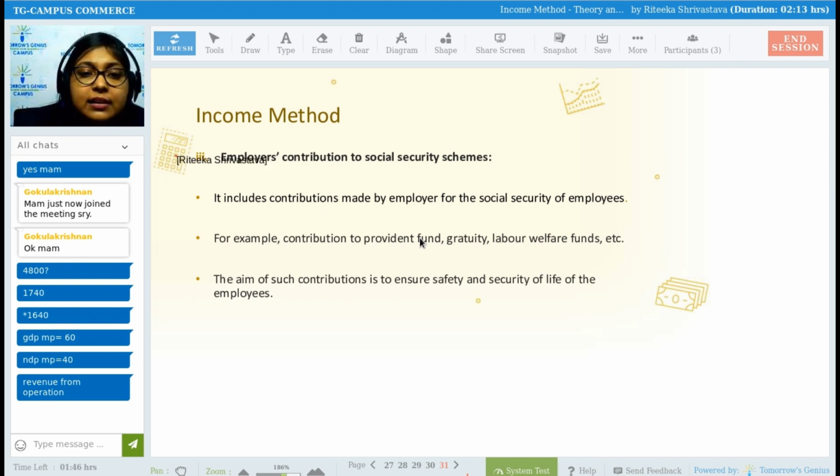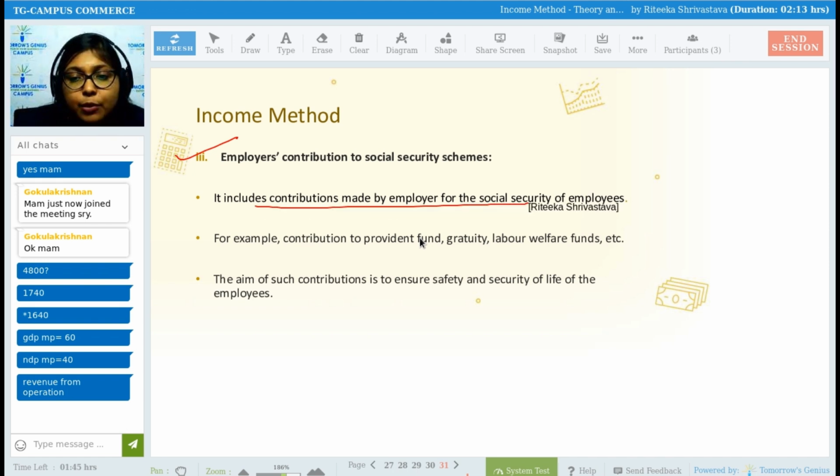Then the third part of compensation of employees is the employer's contribution to social security schemes. Now what does social security scheme mean? The employer is worried for his employees, right? So the employer will take decisions so that the employee can save some money or get some extra money. That is the decision taken by the employer for its employees. The employer is the person who gives the job, and the employee is the person who takes the job. You all are my employees, I am your employer, I am giving you a job and you are receiving a job from me. So what does it include?